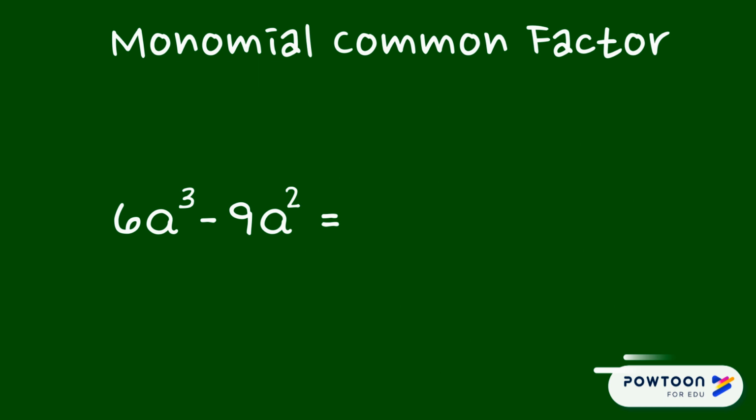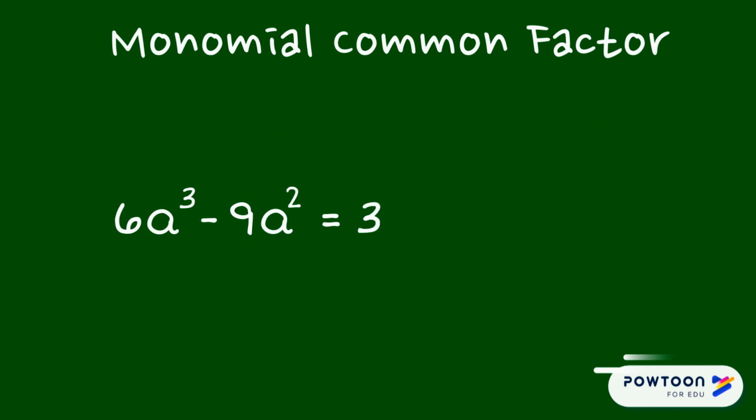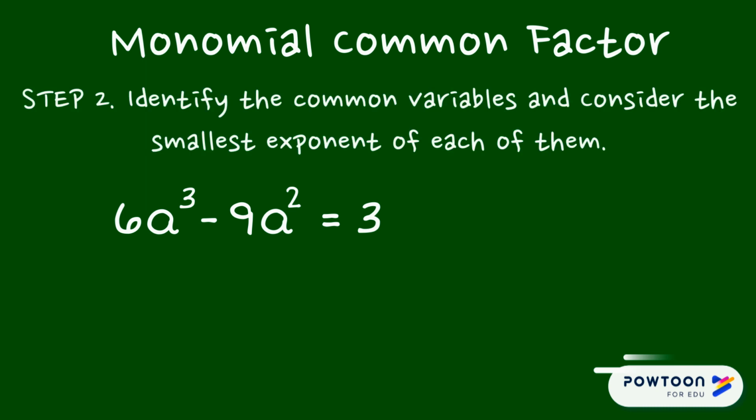So here's my expression. Your first step to factor it would be getting the greatest common factor of the coefficients. In this case, the GCF of 6 and 9 is 3. After this, we should identify the common variables, that is, the ones that both terms have. In this case, both terms have an a. Consider the smallest exponent of that variable. In this case, it's 2. So, write it down.